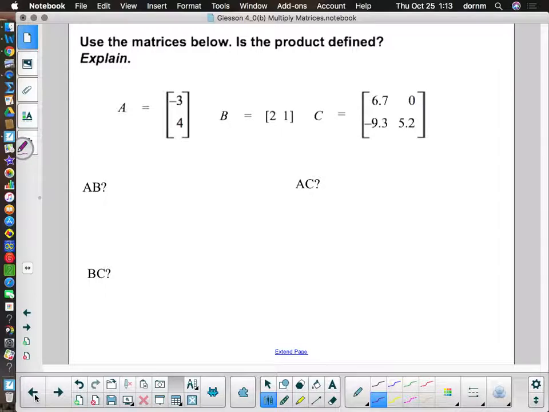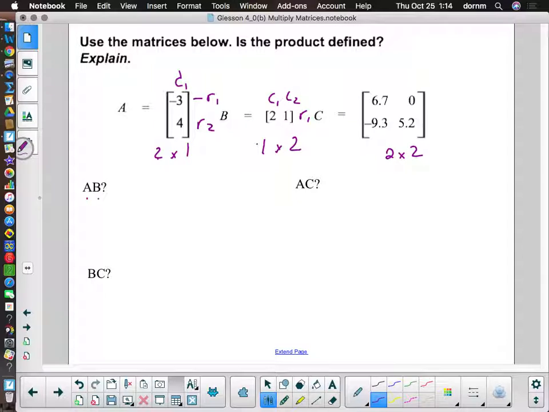This matrix A here, how is the row column configuration here? I have row 1 and row 2, so I have 2 rows by 1 column. Matrix B here only has 1 row by 2 columns. Matrix C is square, so that's nice. It has 2 rows by 2 columns. We like the square ones. They're easy.